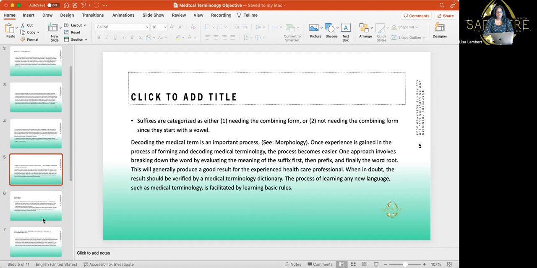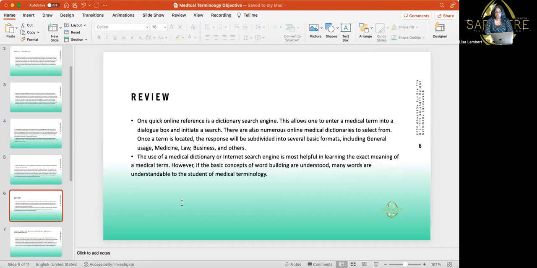So these are pretty short slides because it's pretty much giving you the agenda of what's going on. One quick online reference is a dictionary search engine.